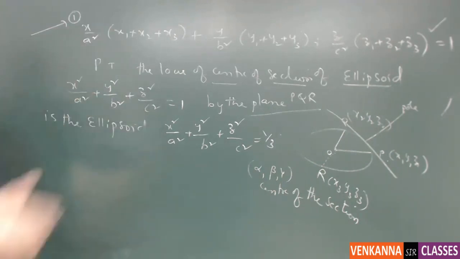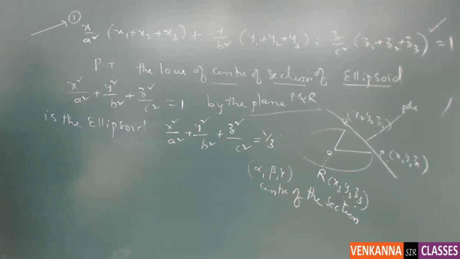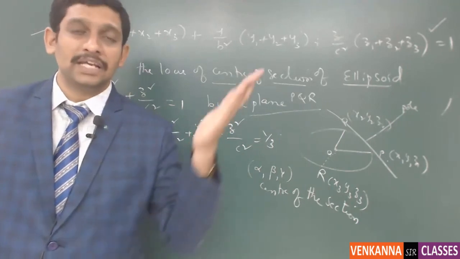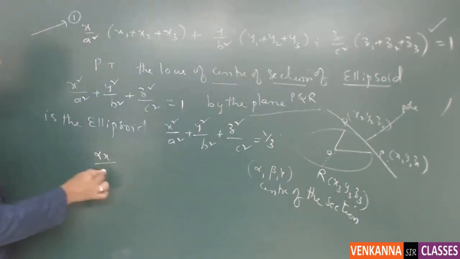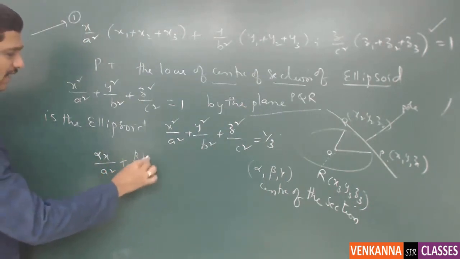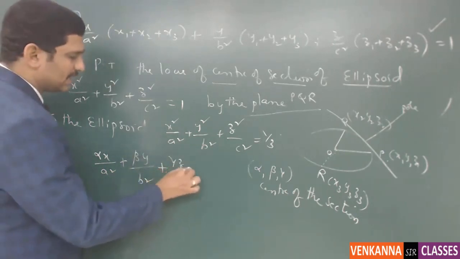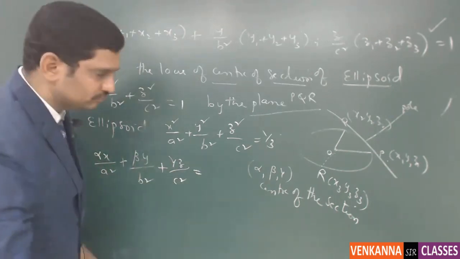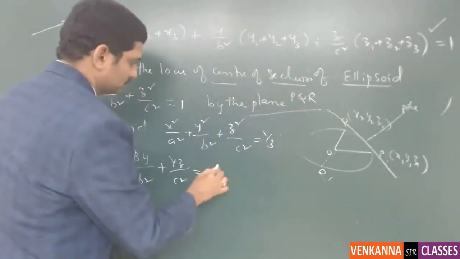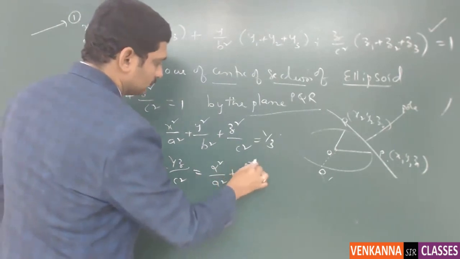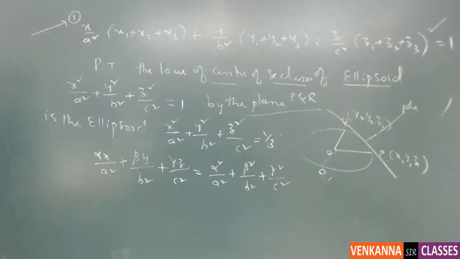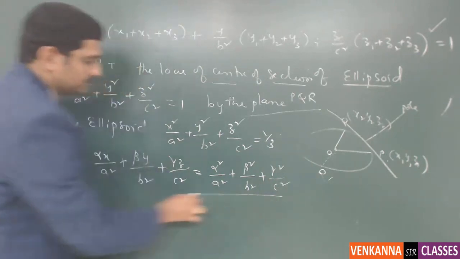And it is passing through the ellipsoid, yes or no? So, whenever a point is given on the ellipsoid, the equation of the plane is nothing but alpha x by a square plus beta y by b square plus gamma z by c square is equal to a constant on the right side. So this is the equation of the plane which gives the section.